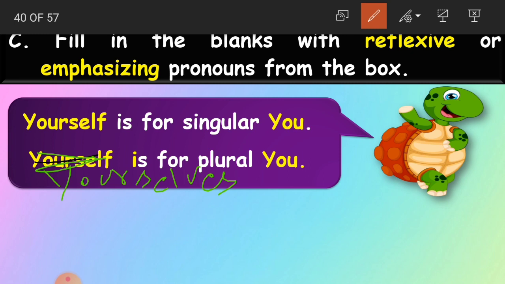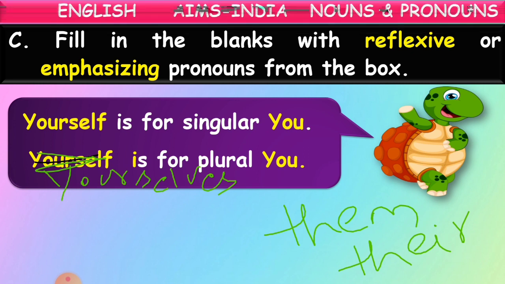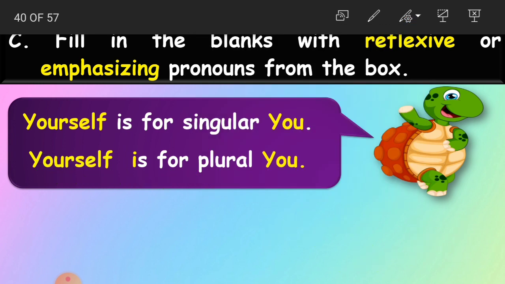So when we are writing this reflexive pronoun, we'll be using yourself for singular you, and yourselves for plural you. Okay, and you'll also have herself, himself, myself, and then themselves. If it is them, it becomes themselves. Okay, clear, children? So like this we have to go with the reflexive pronouns. So we'll just work on them.